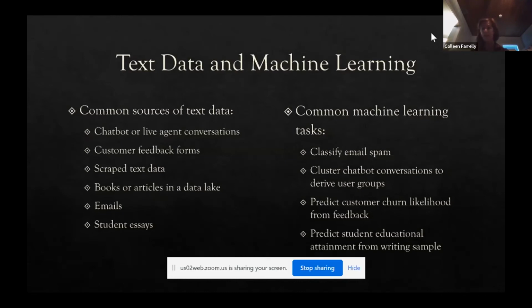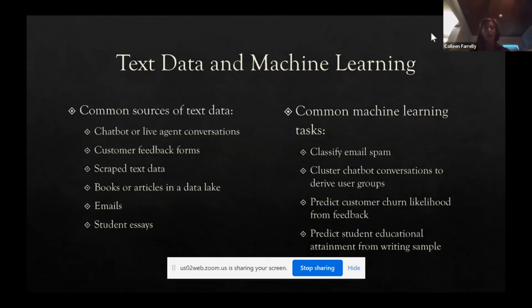And there are a lot of different ways that we can use machine learning to gain information from this text data. So we can classify email as spam or not spam to be able to weed out potential threats in email systems. We can understand different user groups by clustering chatbot conversations. We can predict which customers are likely to stop their subscriptions based on feedback that we get from them. And we can even predict student educational achievement or attainment from writing samples.